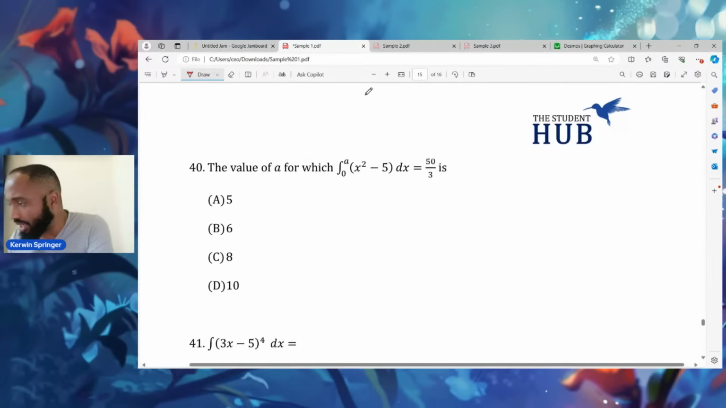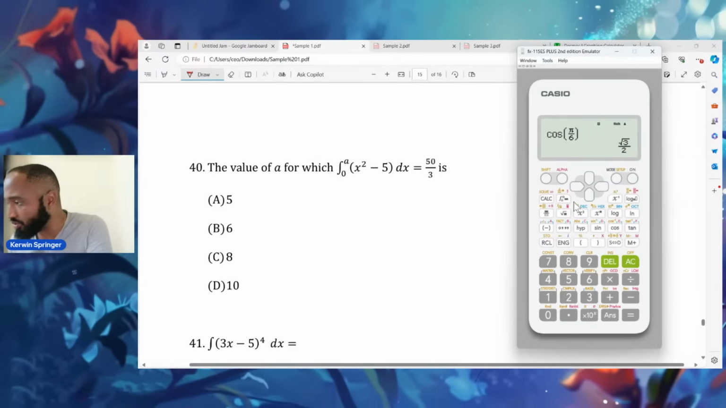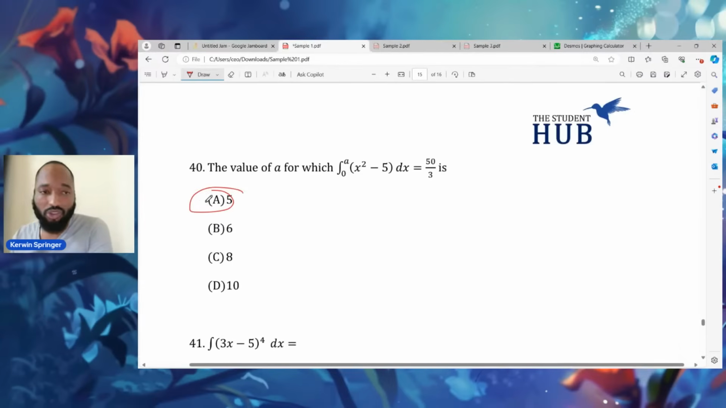So the value of a, this one you're definitely going to use the calculator for, and just do it really quick. Integrate x squared minus 5, and we're just going to plug in the answers. So this is 0, and this one was, let's try 5. 5 works. So you plug in the answer for this one. Without your calculator, it will take a bit longer, so definitely do this with your calculator and move on.